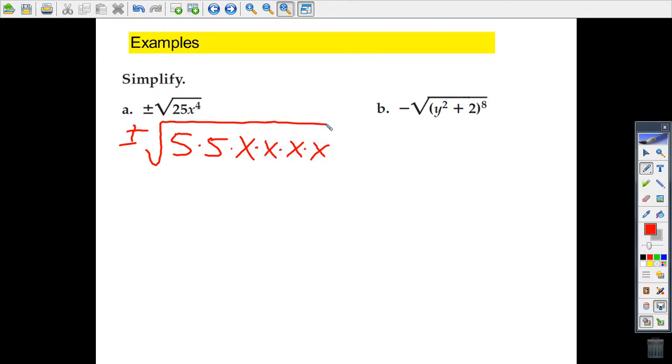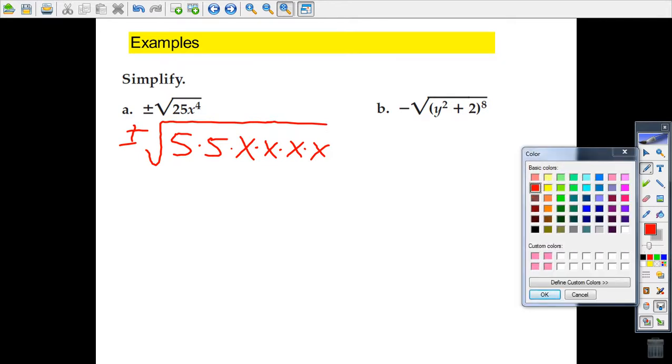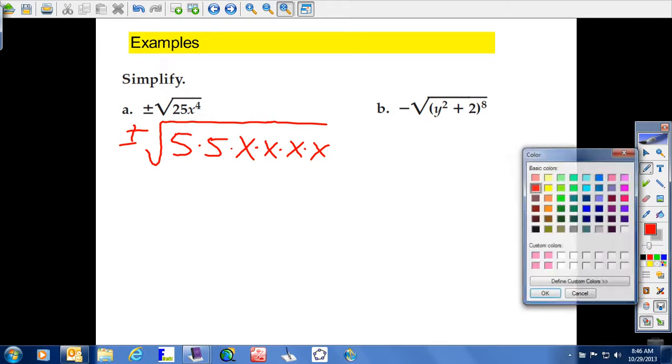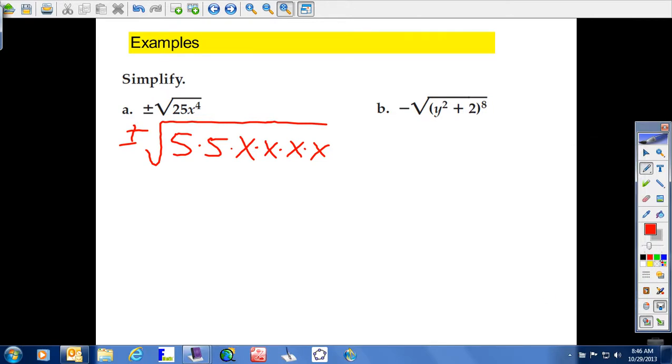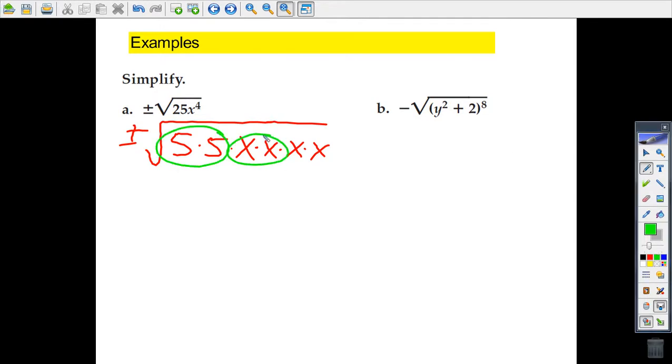Since it's a square root, I'm looking for pairs. So I just circle my pairs. Circle your pairs. What does my answer become here? Plus or minus 5x squared.